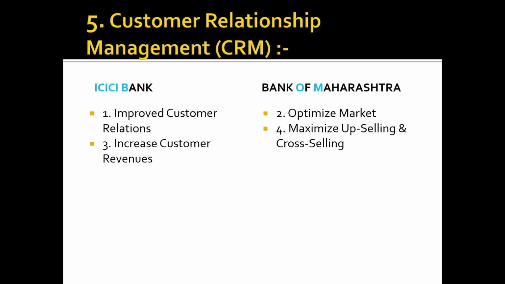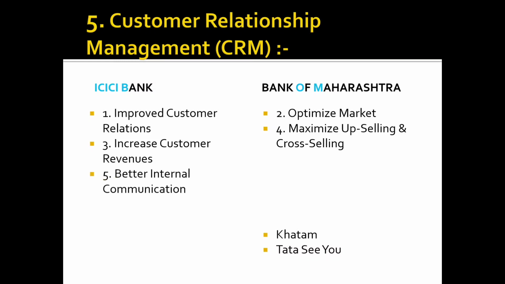And last, okay. Now I asked both of you if you had any more points. Bank of Maharashtra said no, that's it, see you. So I asked ICICI Bank if they had one more point, because then they would win. They said yes, we have it. And the last is IB, better internal communication. We had better internal communication. Guys, these are the 5 points of customer relationship management.